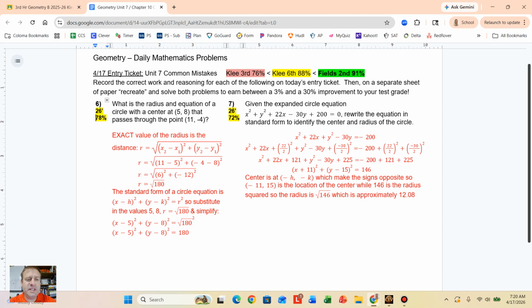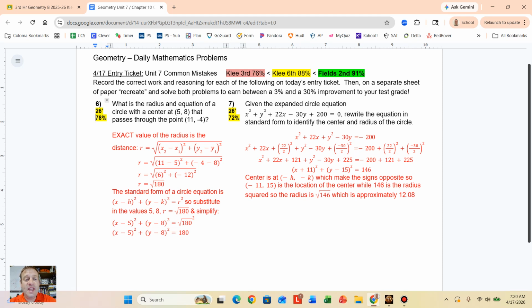Okay, this entry ticket is taking a look at some common mistakes on the Unit 7 Conic Sections test. You can recreate similar problems and earn somewhere between 3% and 30% improvement to your test grade, depending on how low the test grade was.